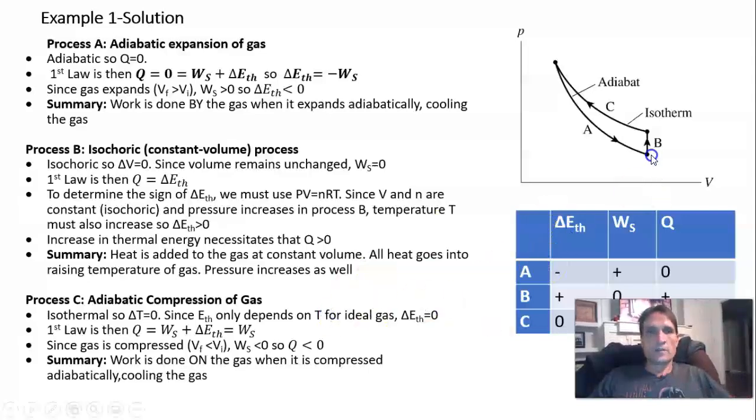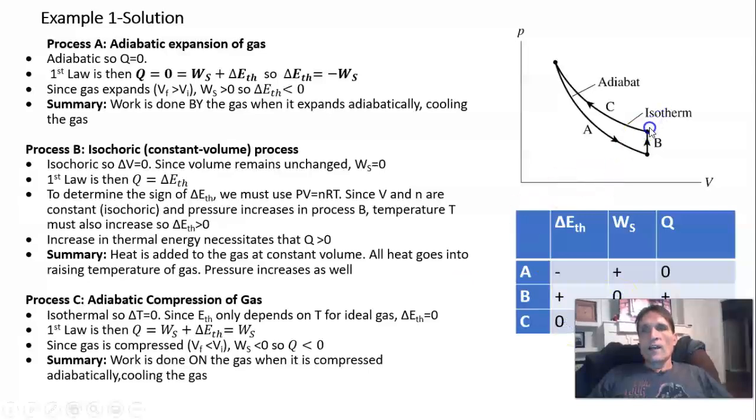So that's step 2. And so for this process, we write Ws as 0 because there's no work done. And we write that Q and delta E thermal are both positive. Okay, so that's step B.